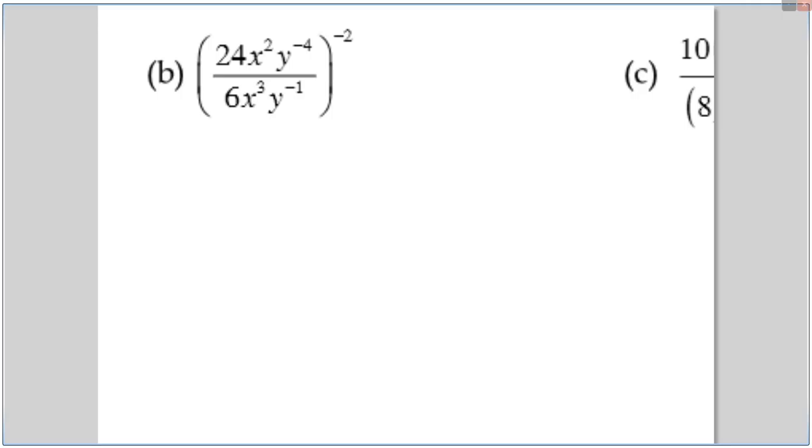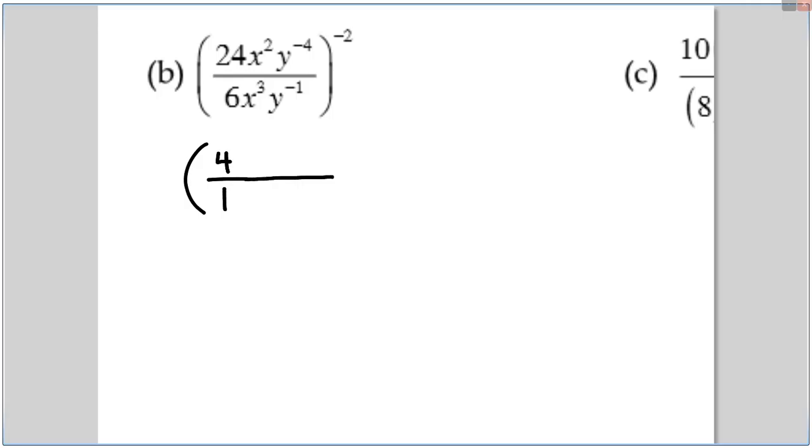Yes, it's division, so we minus the powers. So first of all, though, you have a 24 divided by 6. What's 24 divided by 6? 4. Is it okay if I write it like that? 4 over 1? All right.